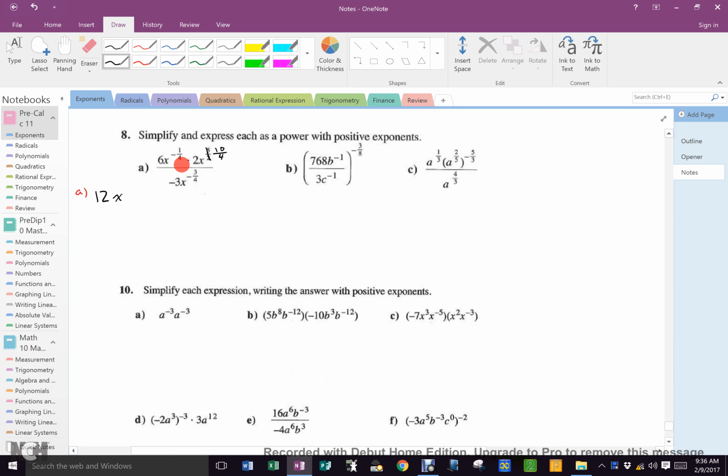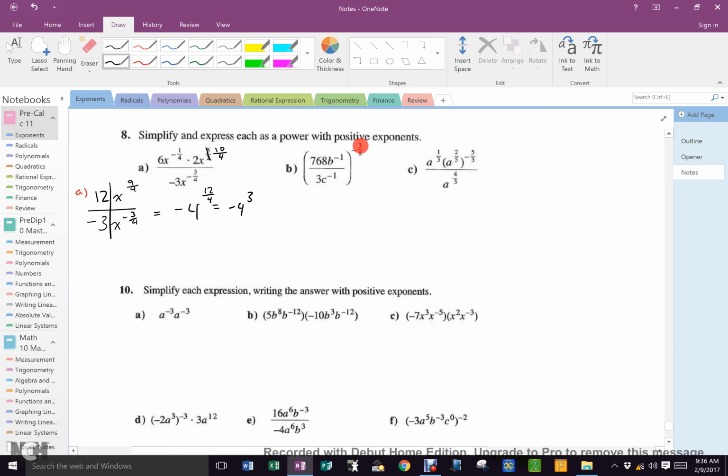So negative 1/4 plus 10 fourths is 9 fourths over negative 3x to the negative 3 fourths, which becomes negative 4, because that divides there. And 9 fourths minus 3 fourths is 12 fourths, which is the third. So it is negative 4 to the third.